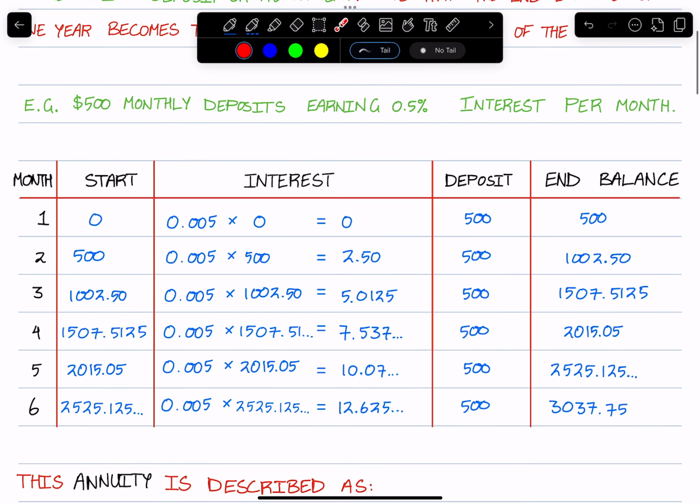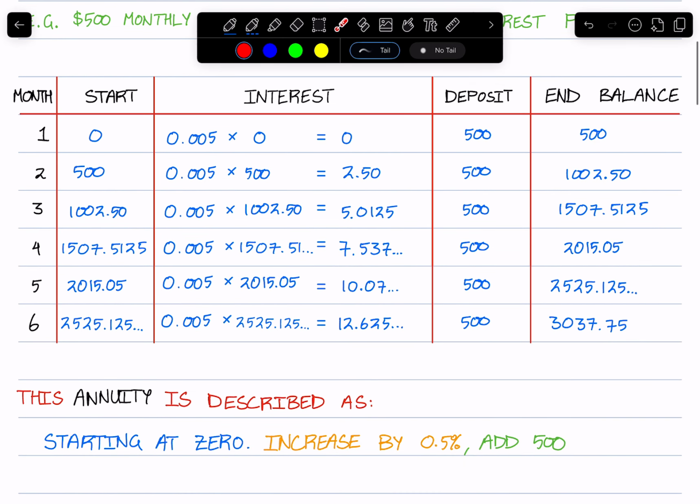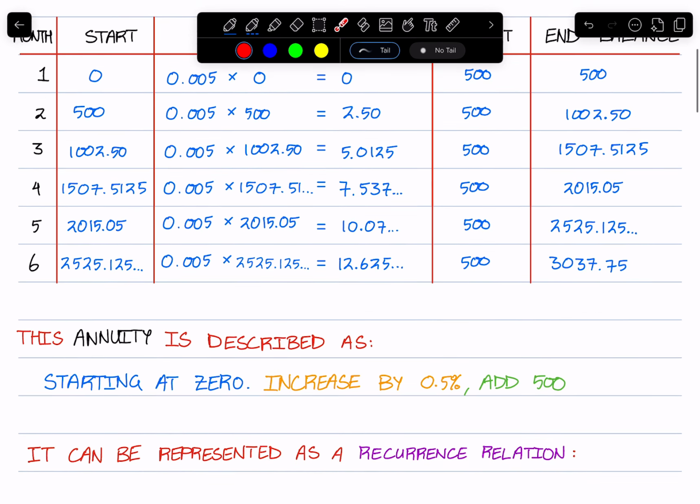As you can see, this is indeed a recurrence relation. Notice how we can describe this as starting on 0, we increase by 0.5%, and then we add the $500, and then we keep going over and over again.